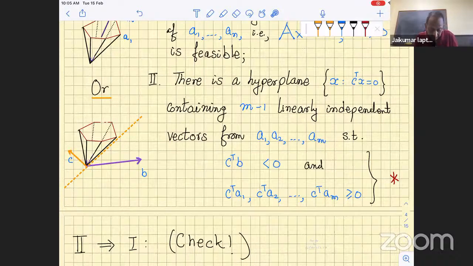This point is the origin, 0. So there is a hyperplane so that this vector b is strictly on this side, this is a strict inequality, and the entire cone is on the other side. Furthermore, this particular hyperplane rests on the cone. That is, there are m-1 linearly independent ai's, and this hyperplane passes through them. So maybe I should draw a picture somewhere.